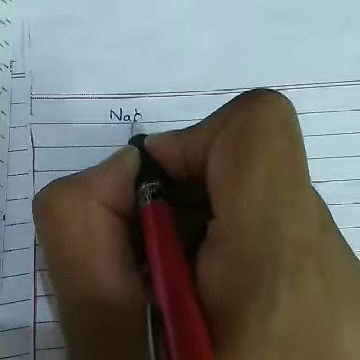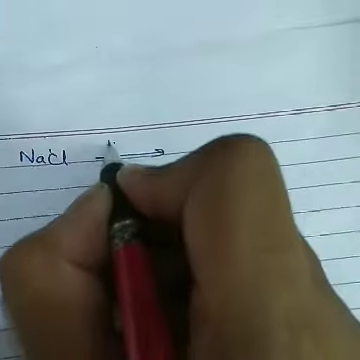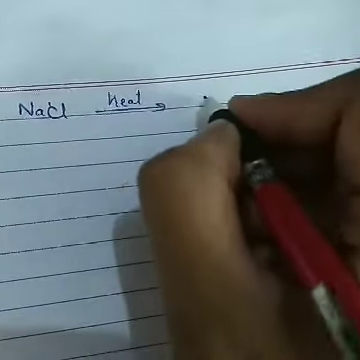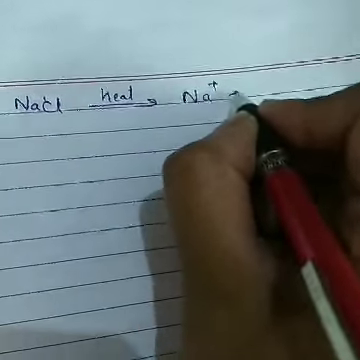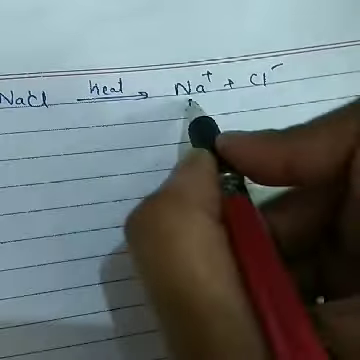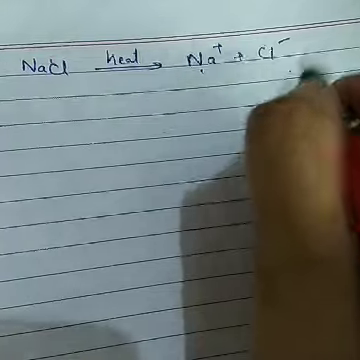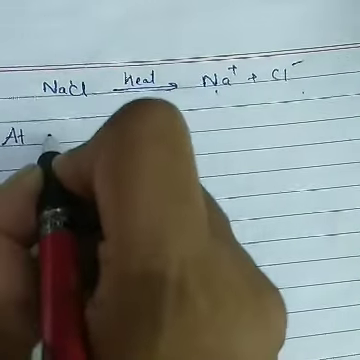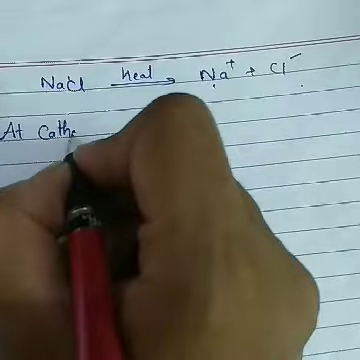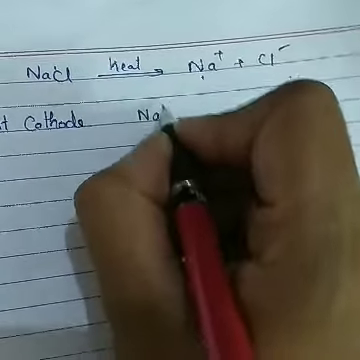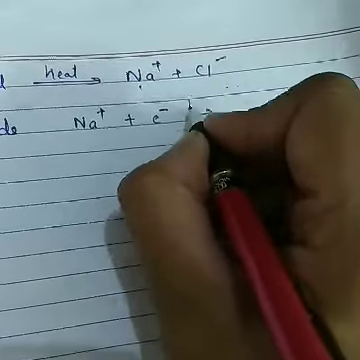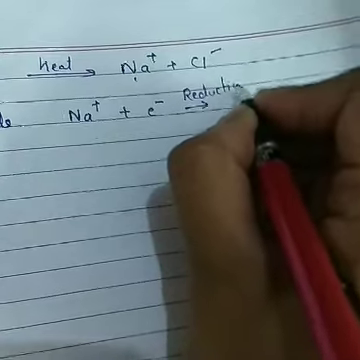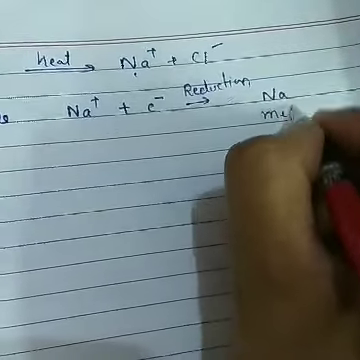Suppose we take one example, the electrolysis of sodium chloride. First, we take sodium chloride and heat it so that it melts, and it changes into Na+ and Cl- ions. When it melts, it changes into ions. Then Na+ will move towards the cathode, take one electron, undergo reduction and change into sodium metal.